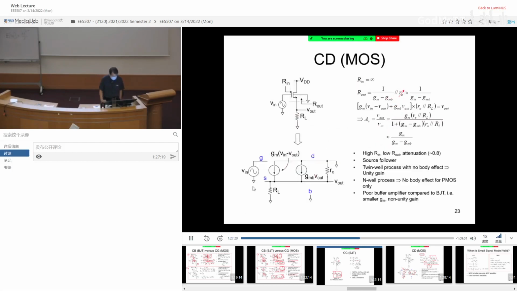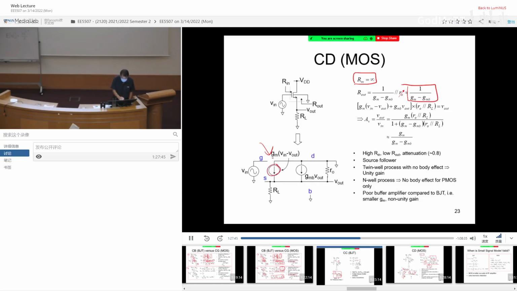Common drain amplifier is something similar. Even better, input impedance is infinite. Output impedance is 1 over (Gm minus Gmb), also small. Now to derive the equivalent, we cannot use the rule that we just talked about for BJT. So we have to go back to the fundamentals, okay? But we can easily derive it.